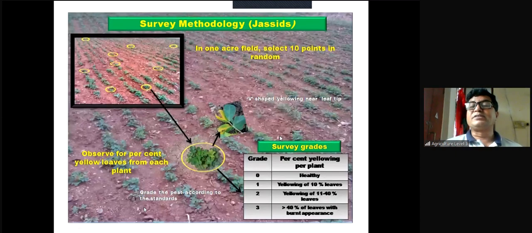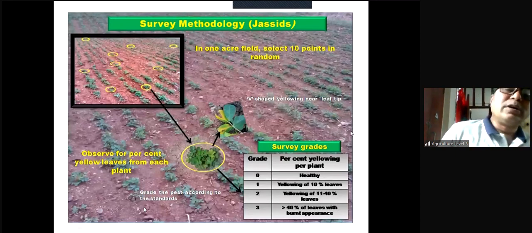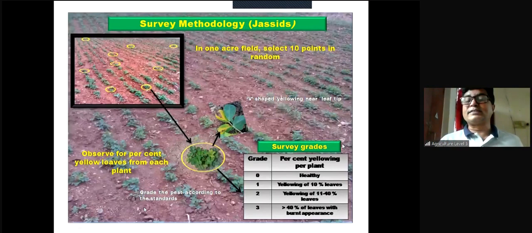So now if we say grade 2 for the Jassids infestation, you can easily understand what is the percentage of the infestation, 11 to 40%. Clear? This is the way of expression of the survey result.